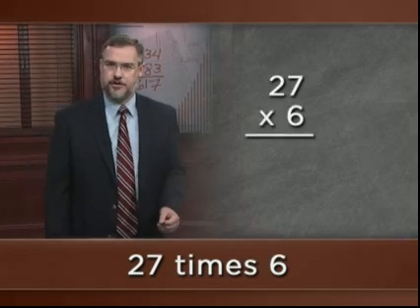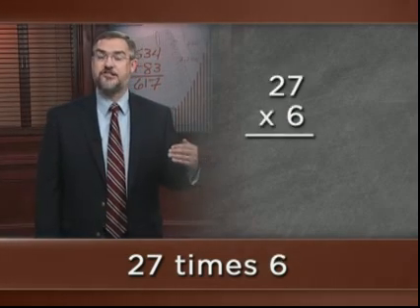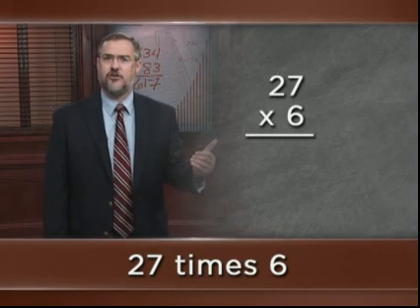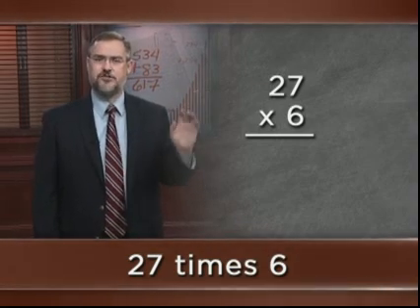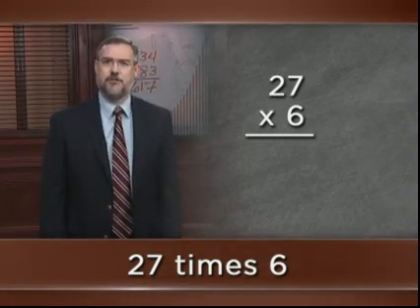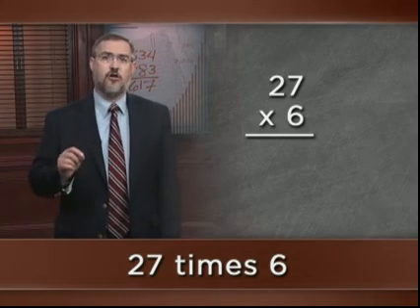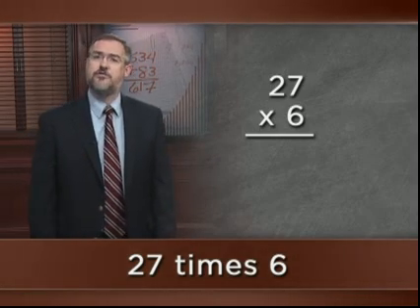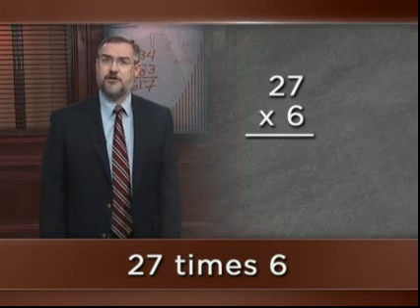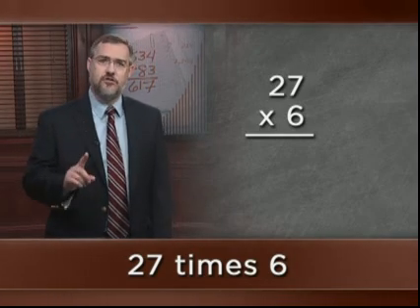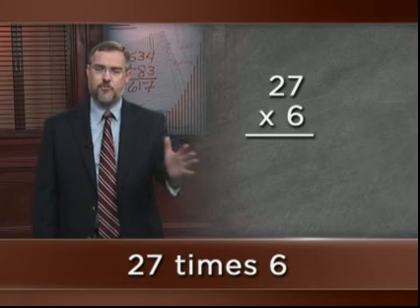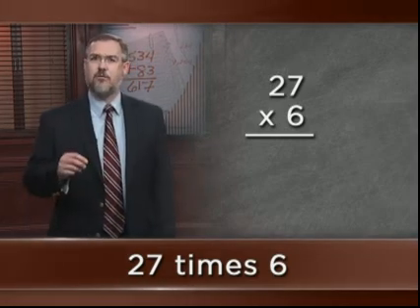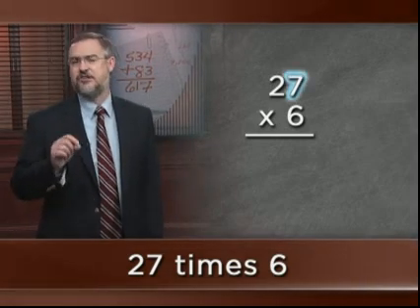Okay, we're going to start the example just like we did the previous one by writing the problem vertically, and I'm going to choose to put the 27 on top and the 6 underneath so that I have the larger number on top multiplied by the smaller number below. Now, I'm going to start multiplying the 6 with the digits in the number 27, starting with the units digit in that number. Again, we're going to be working right to left. That means I want to find 7 times 6.